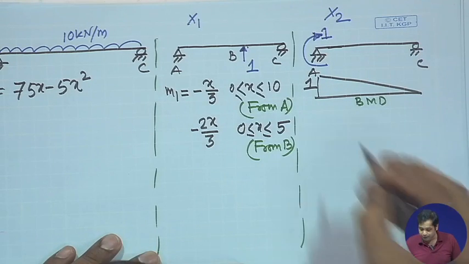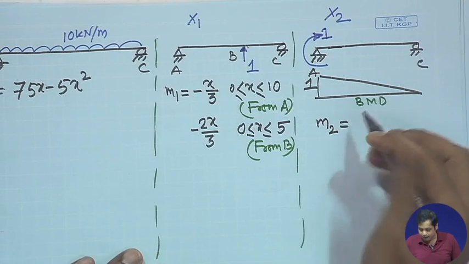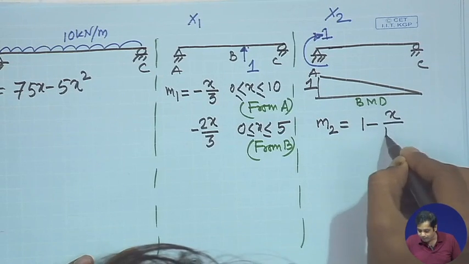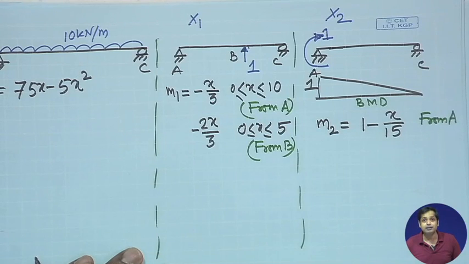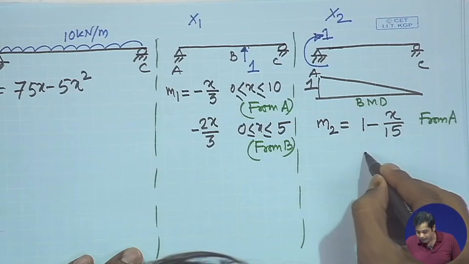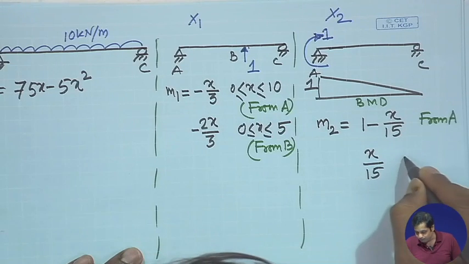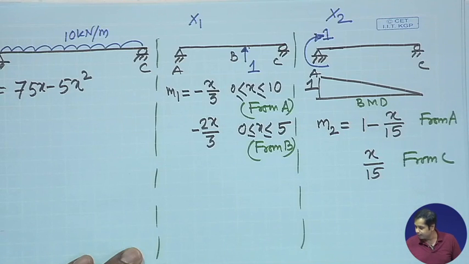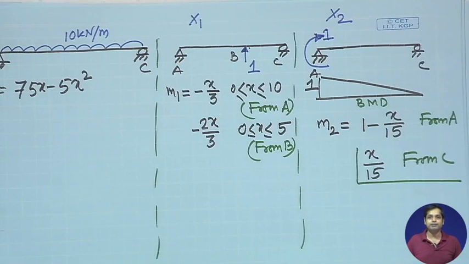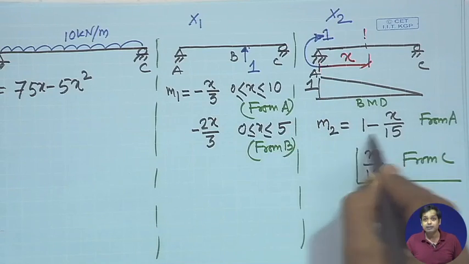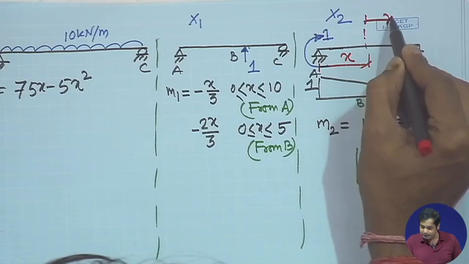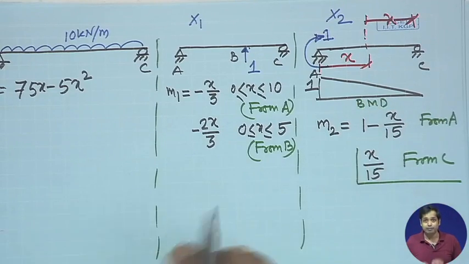And what is the expression for M2? The expression for M2 will be 1 minus x by 15 if x is measured from A, otherwise its value will be x by 15 if it is measured from C. This is important, from C. So, if you take any section, and if x is this value, then this is the bending moment expression, but if we take x as this value, then this is the expression for bending moment, which is obvious from this figure.